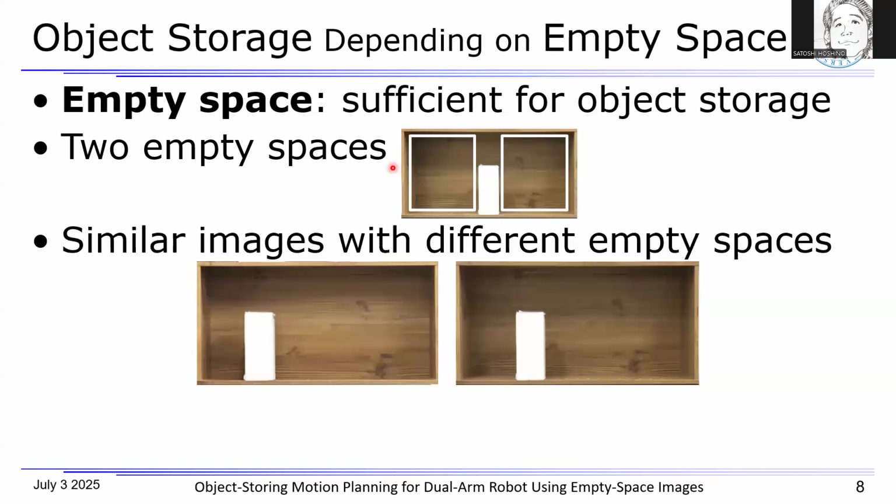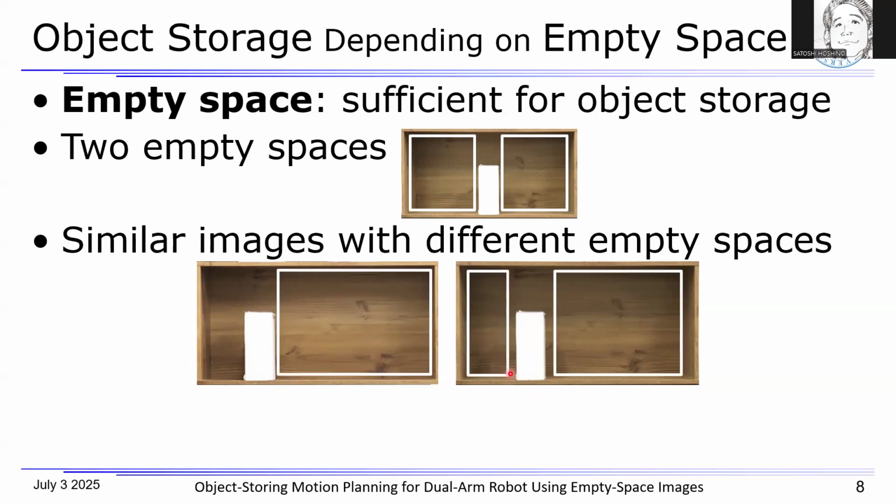However, slight differences in object placement sometimes change the empty spaces. Actually, compared to the left, the object in the right is a little bit shifted rightward. So in this case, in the left, only the right space is empty, and in the right, both the left and right spaces are empty.